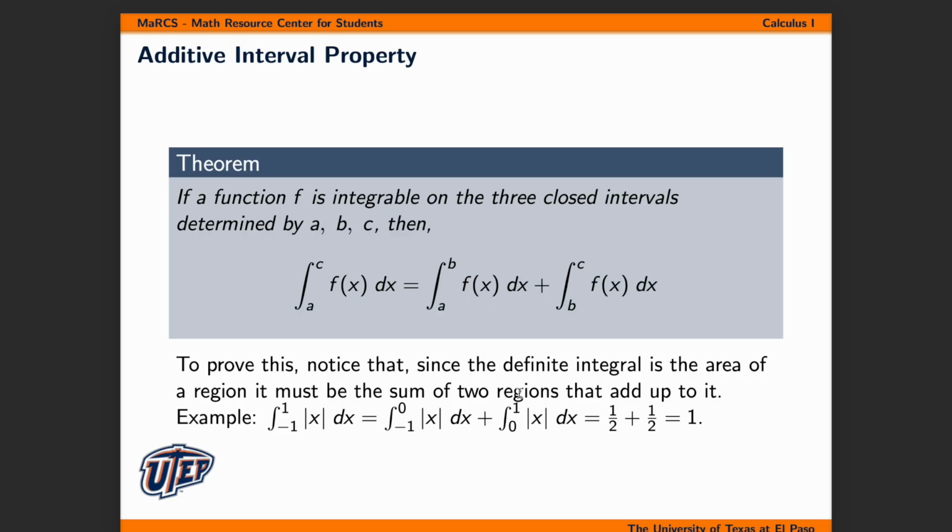So to prove this, notice that since the definite integral is the area of a region, it must be the sum of 2 regions that add up to it. So here we have an example. We are taking the integral of the absolute value of x with respect to x, and we are integrating over -1 to 1. So we can break this up into the integral of the absolute value of x evaluated from -1 to 0, plus the integral of the absolute value of x with respect to x evaluated from 0 to 1. So that'll give us 1/2 plus 1/2, which is equal to 1.